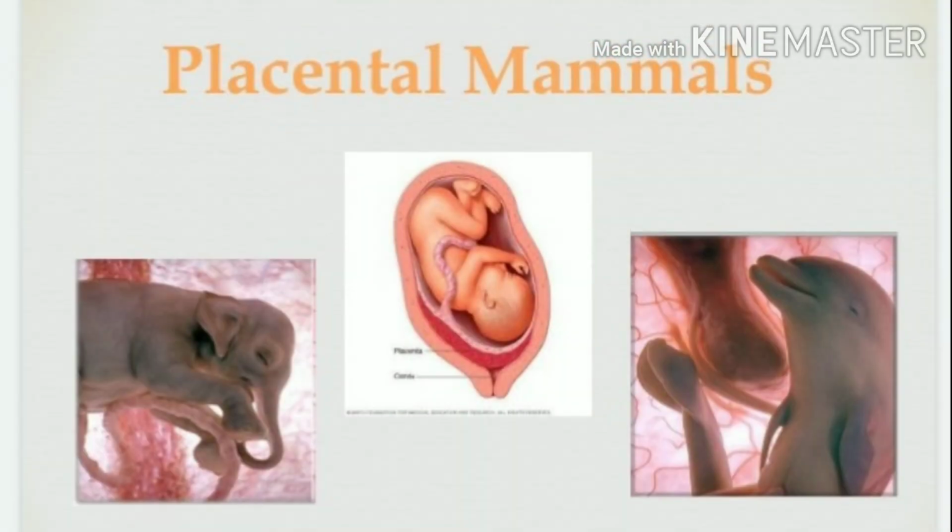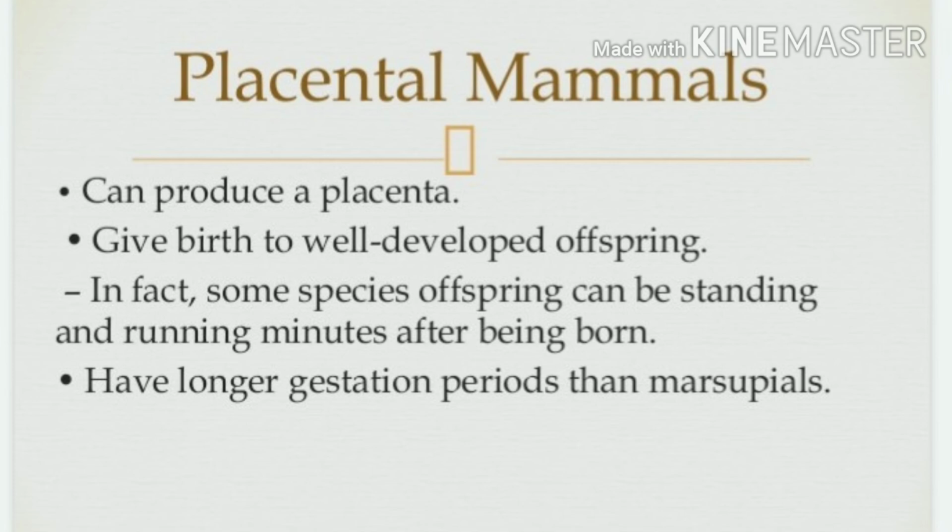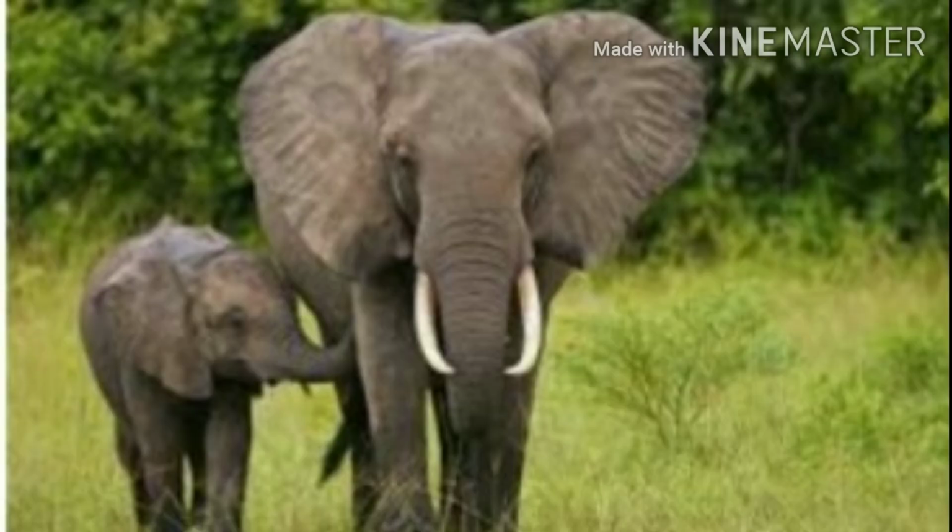The third subclass of mammals is the placental mammals. Placental mammals can produce a placenta. It gives birth to well-developed offspring. In fact, in some species the offspring can be standing and running minutes after being born. Placental mammals have a longer gestation period than marsupials.